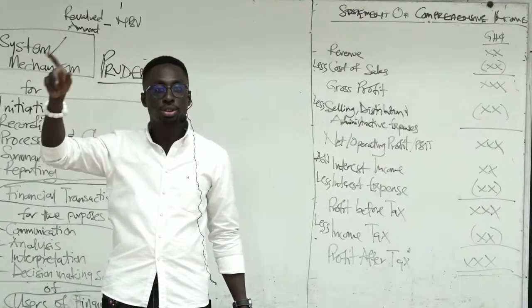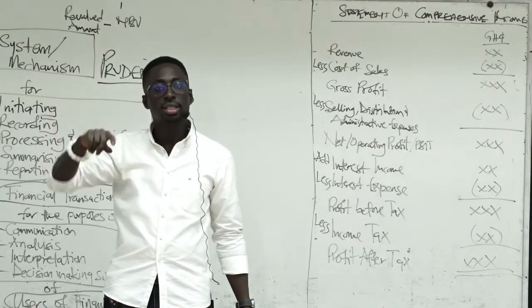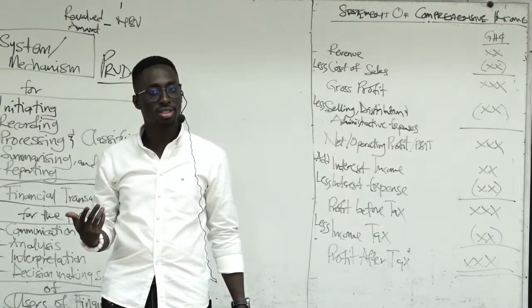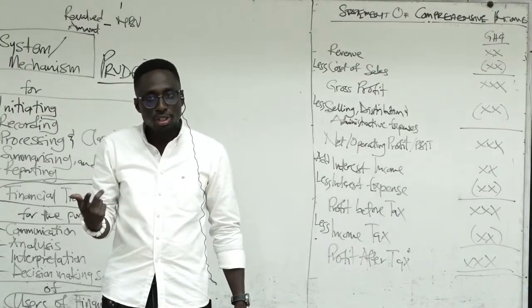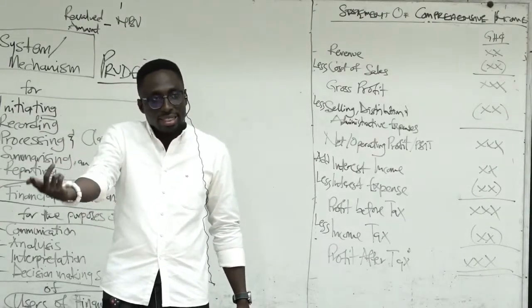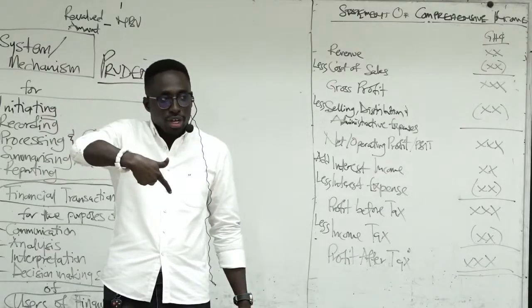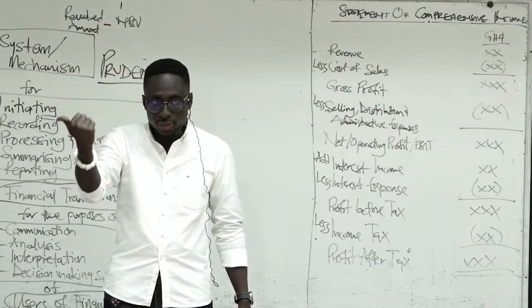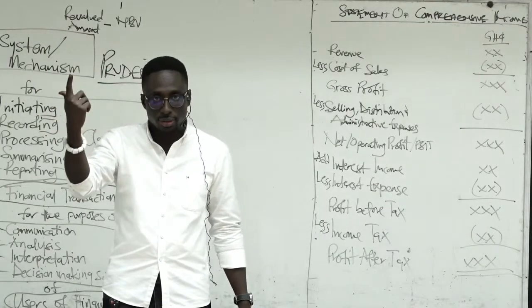Carriage outwards. Carriage inwards. So the cost of bringing the item to the point where you can sell it is part of such expenses. What else?